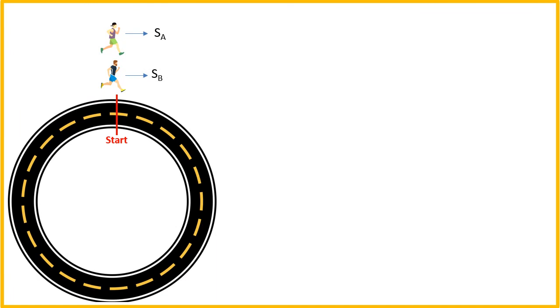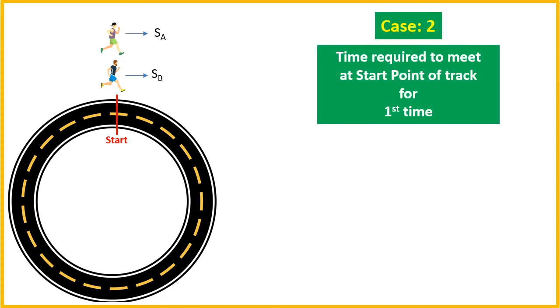So in the first case, we have seen that if the players are running for a number of laps on the circular track, after how much time will they meet on the track at any point. Case number 2, where it is said time required to meet at the start point of the track for the first time, specifically at the start point, not anywhere else.